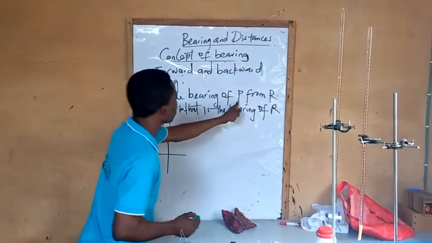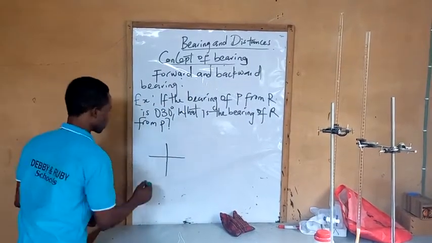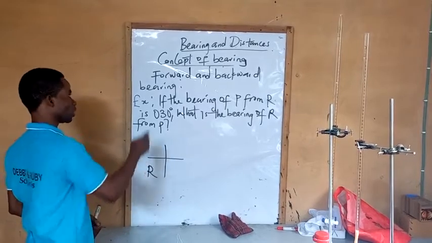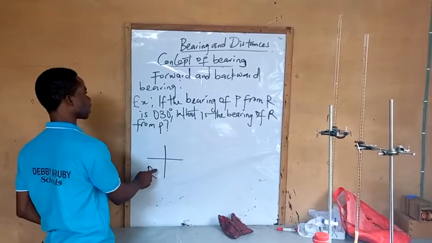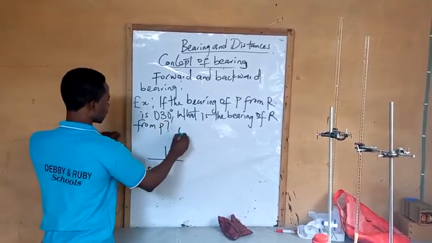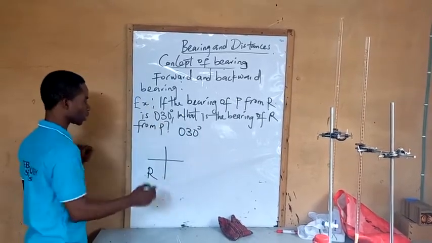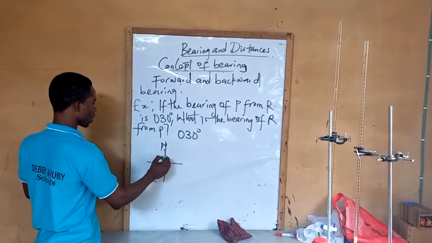They said P from R. That means it comes from R. That means your starting point is R. The starting point from is R. If the bearing of P from R, you have to take note of that, from R. That means starting point is R. Is 030 degree. They said it's 030 degree. This is 3 digit bearing. And I told you that anytime you see 3 digit bearing, you always start from north.